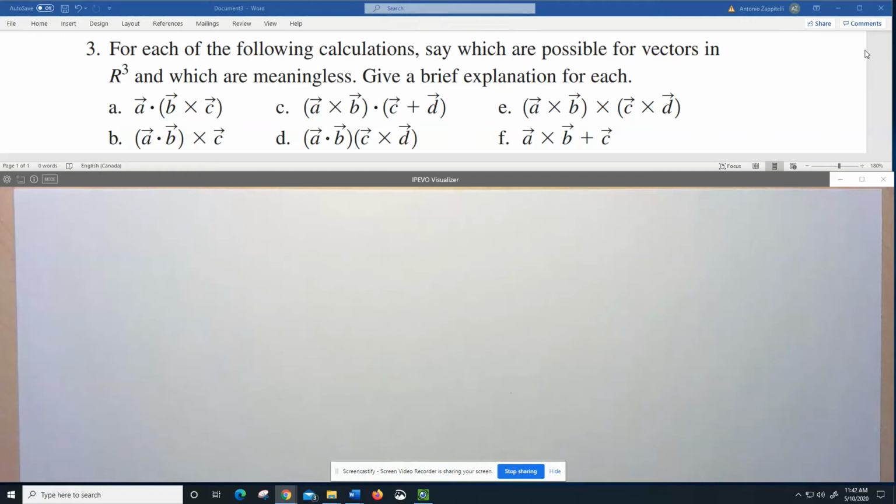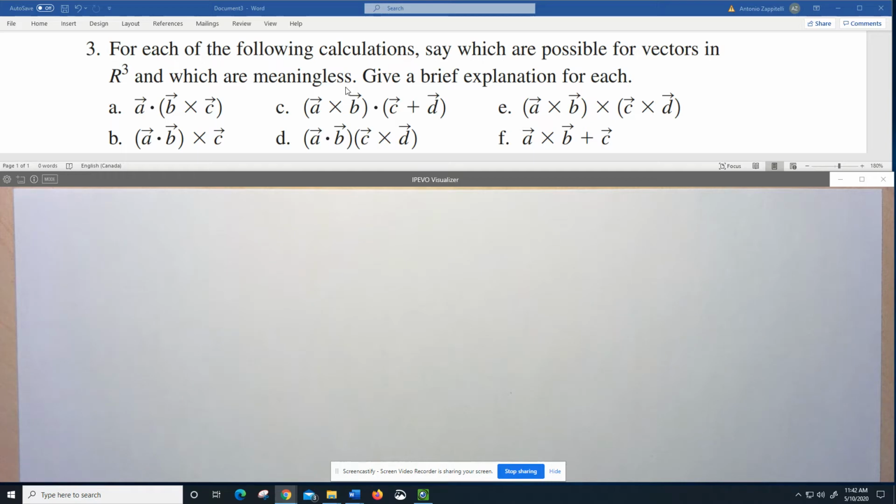Hi folks, we're going to take a look at page 407, number 3. So here they give us a whole bunch of operations on vectors, and they want us to determine which ones are possible, and they seem to be implying that some of them are not possible. So, they're meaningless.